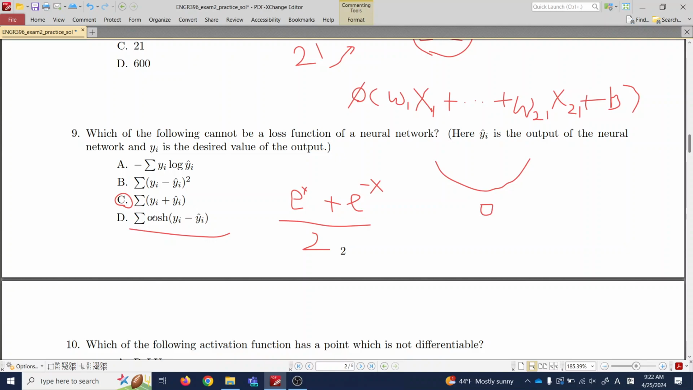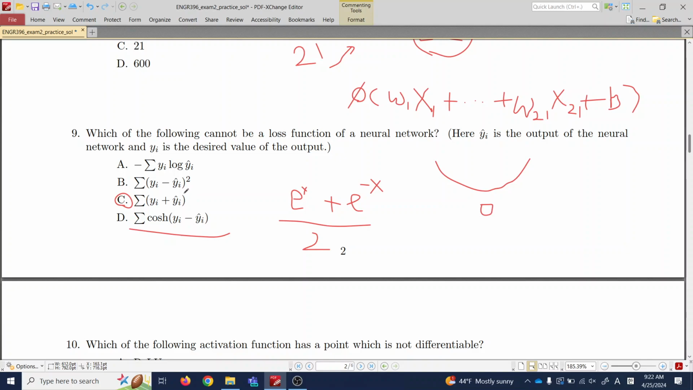You can also subtract the two things and take even powers. 4th power, 8th power, anything will be possible. It will still be a loss function because they'll be minimized when the output and the desired outputs are the same. But look here. This one doesn't have a minimum.